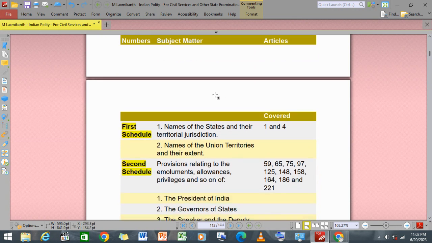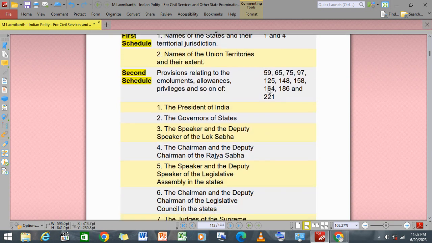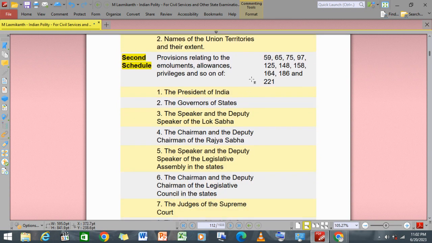The first schedule is about the names of the states and their territory, and the names of the union territories and their extent. It covers Articles 1 and 4. Now, the second schedule deals with Articles 59, 65, 75, 97, and so on. It contains provisions related to emoluments, allowances, privileges, and so on.